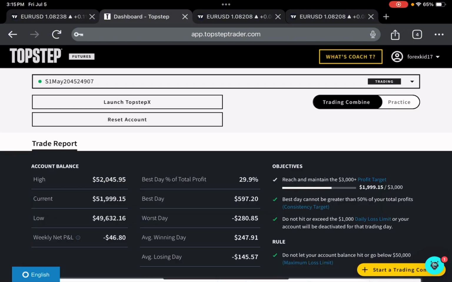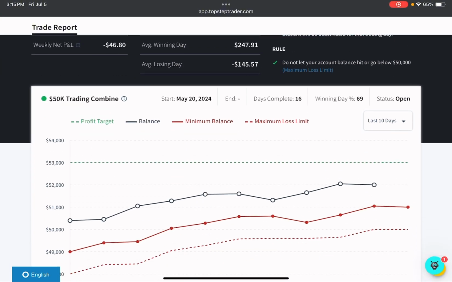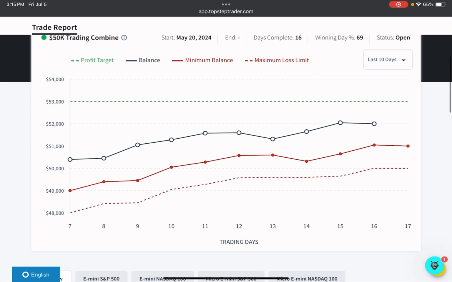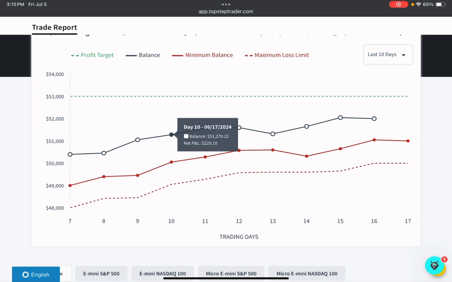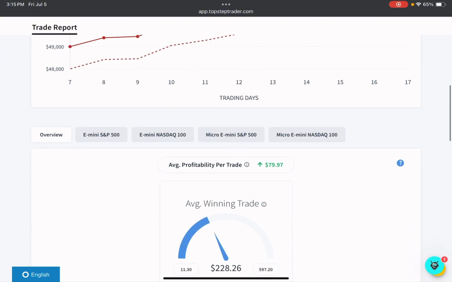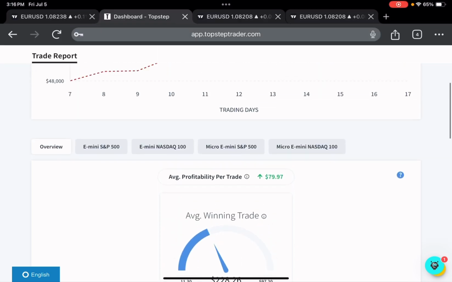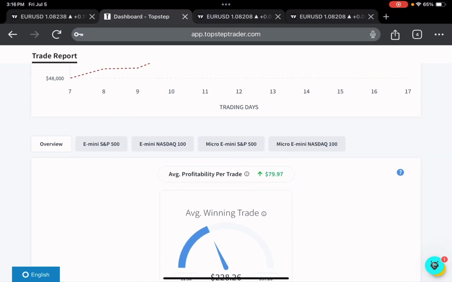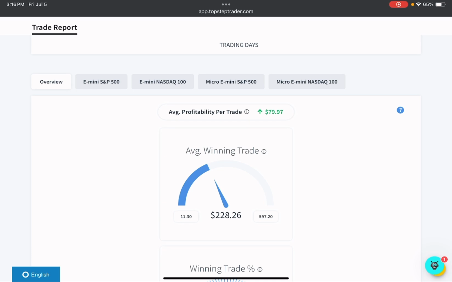Right now I'm using the Unicorn Model on Top Step. It's a futures funded challenge. So right now I'm using it for a 50K trading combine. And if you see my profits, it's day one, it's 6, 2, and it keeps going on. So my win rate right now on Top Step is about 64%. And the pairs I'm using right now for Top Step are E-mini, E-mini NASDAQ, and E-mini S&P. And sometimes I use micro or micro NASDAQ.